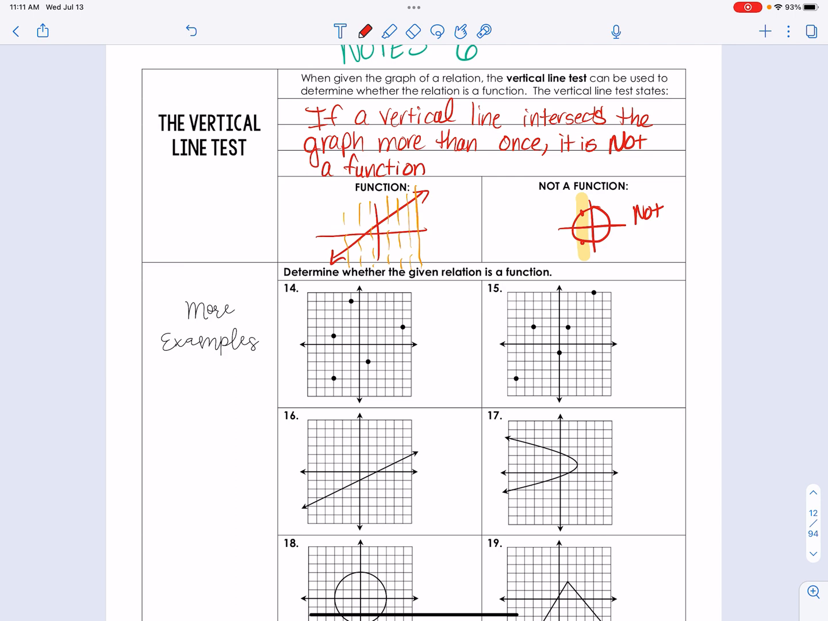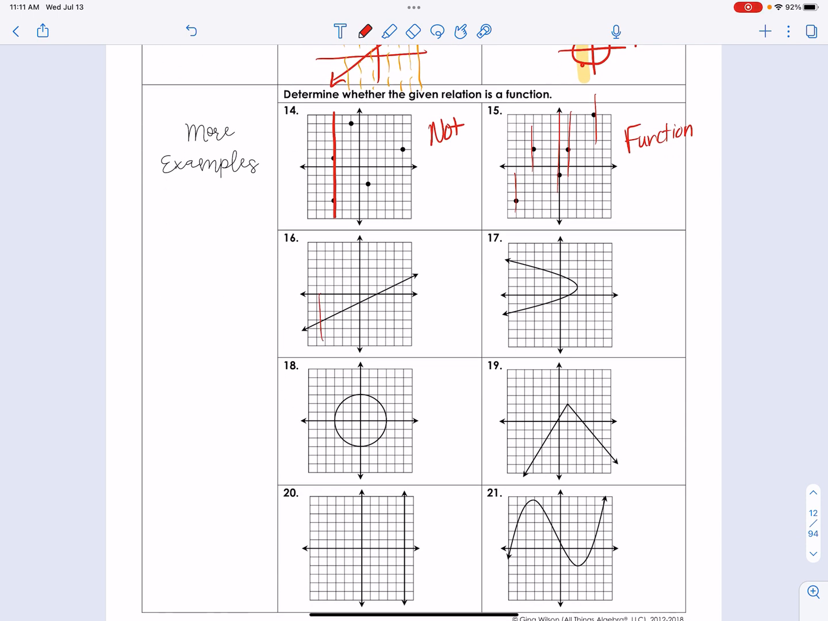So for example, on 14, I can make a vertical line right there that hits both of those dots. It's not a function. But if I make a vertical line here, here, here, here, here, it is a function because none of them hit 2 dots. Okay, so if I look at 16, I can slide this vertical line up and down and it only hits once. If I come over here, this vertical line right here would hit twice, right? And so that would mean that this one is a function and this one hits twice. You just have to find one, and so it's not a function.